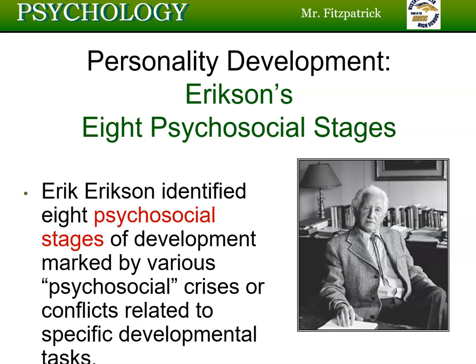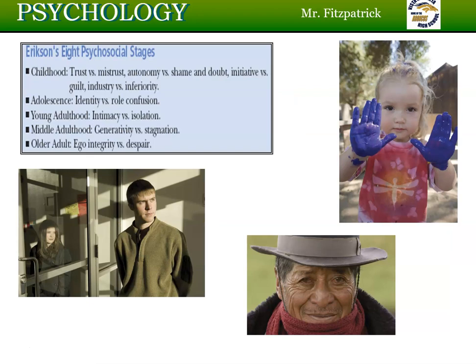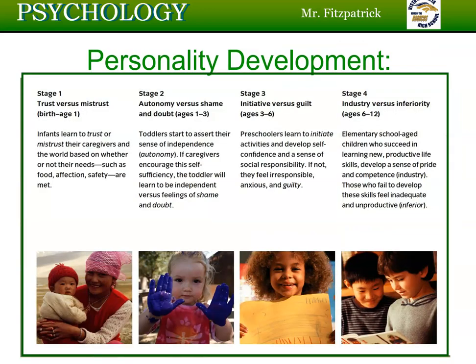Erikson had 8 psychosocial stages of development. I generally don't ask questions about this on a test, so it's not something you really have to know in the long term, so I'm going to zip through it pretty quickly. Our 8 psychosocial stages are trust versus mistrust, autonomy versus shame and doubt, initiative versus guilt, and industry versus inferiority. Identity versus role confusion, intimacy versus isolation, generativity versus stagnation, and ego integrity versus despair.